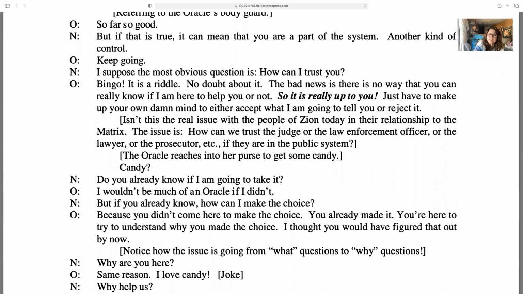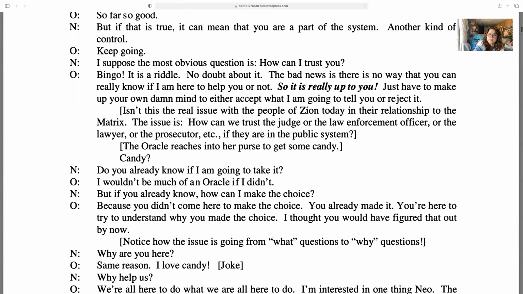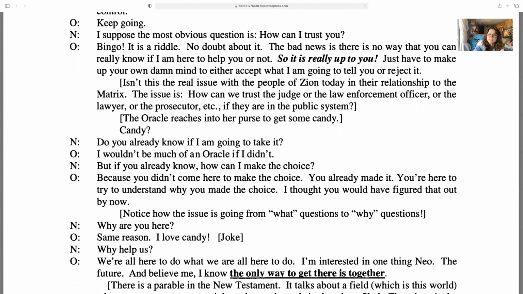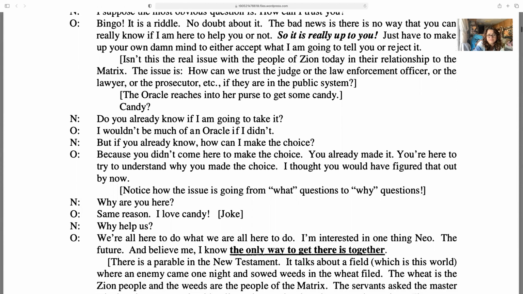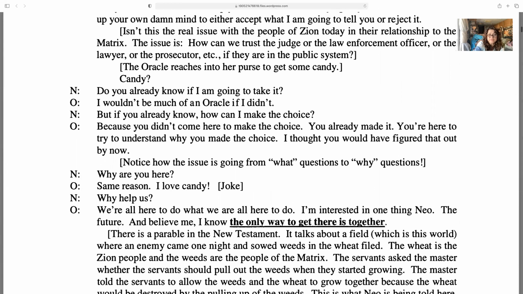Oracle: Candy? Neo: Do you already know if I am going to take it? Oracle: I wouldn't be much of an oracle if I didn't. Neo: But if you already know, how can I make the choice? Oracle: Because you didn't come here to make the choice. You already made it. You're here to try to understand why you made the choice. I thought you would have figured that out by now.